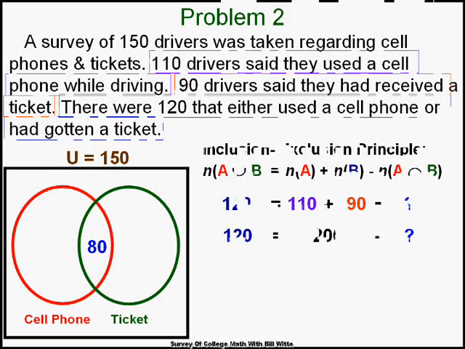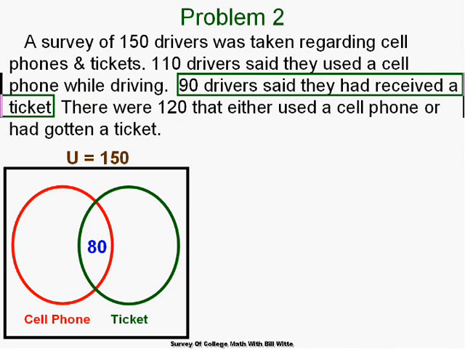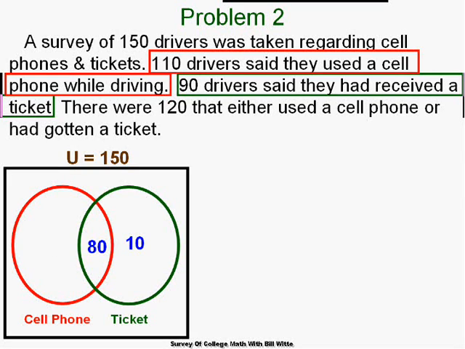Because once I know that's 80, now I use my secret weapon. Now we'll start filling in numbers. Well, let's see. What's going to go there? Well, how many actually got a ticket? I know 90 received a ticket. So I'm going to take that 90, subtract the 80, and I put a 10 there. I know how many total used the cell phone. That's 110. So once again, that 80 is going to come into play. Subtract 80 from the 110, and I know what goes there.